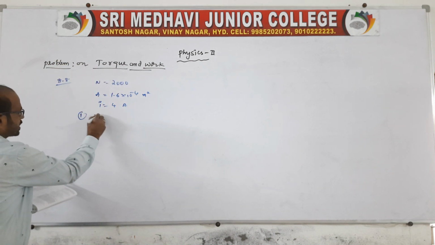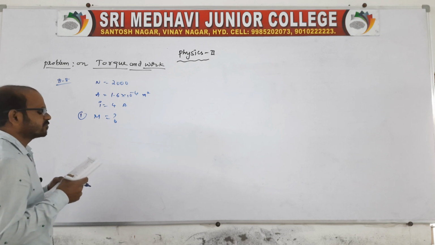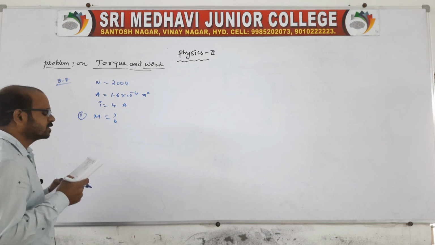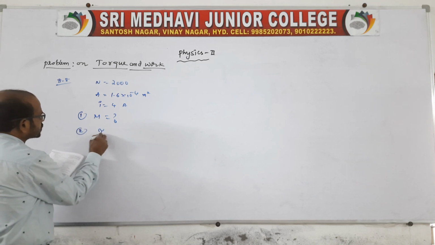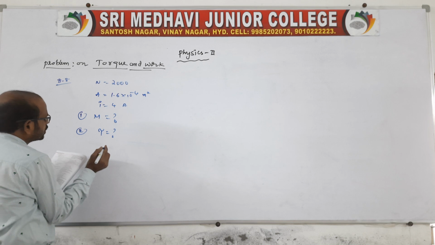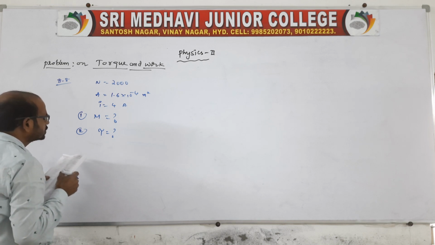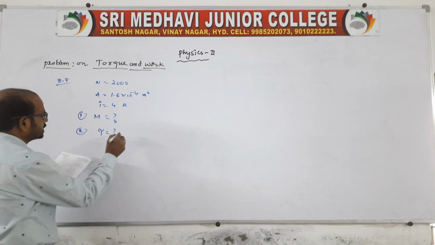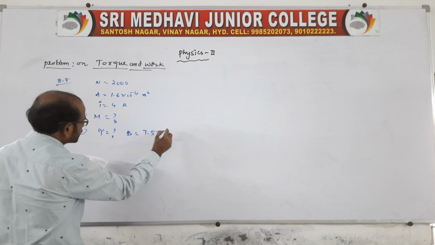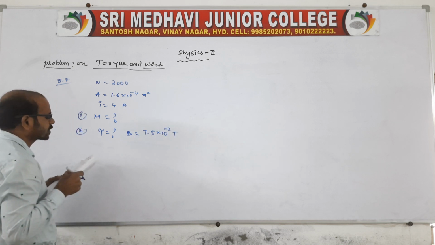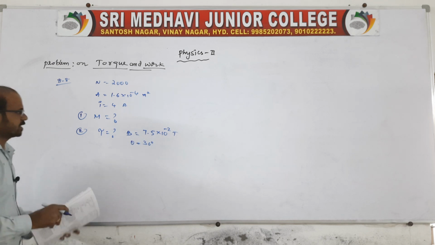The first one, magnetic moment, is being asked. Second, what is the force and the torque on the solenoid in a uniform magnetic field? If a uniform magnetic field induction of 7.5 into 10 power minus 2 Tesla is set up at an angle of 30 degree with the axis of the solenoid.